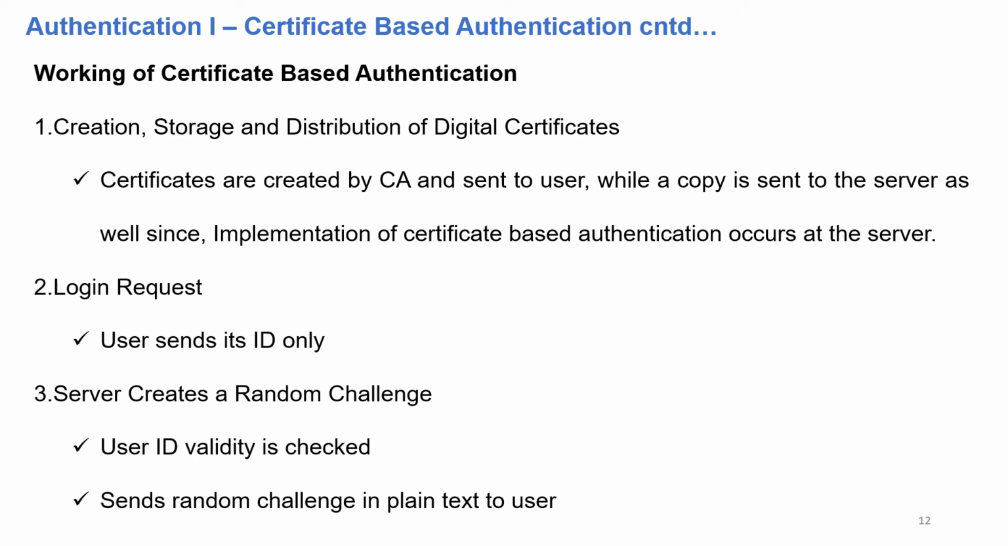Next, coming to the login request. Like in password-based authentication, the user sends his ID only. Now the server creates a random challenge. What is this random challenge? Again, it's a random number to add randomness in order to confuse the attackers. When the server creates a random challenge, the user ID's validity is checked, and then it sends the random challenge as plain text back to the user. This is similar to the message digest method where we added a random challenge.